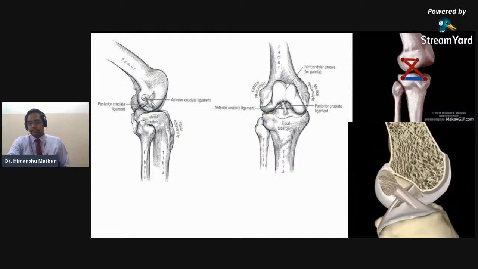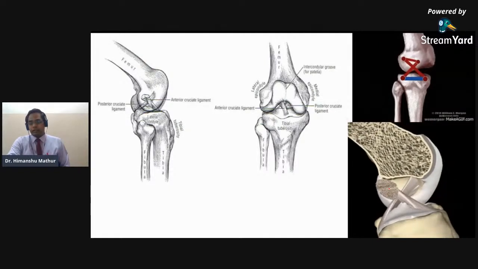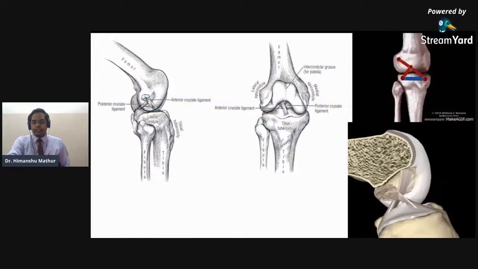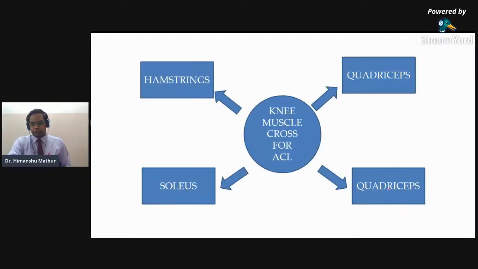All right, you can see here the action of the ACL, and along with that you can also see the action of the PCL. So they are easier ligaments to be understood. Now these are the muscles that correspond with the action of these ligaments. Suppose this is the cross for ACL and PCL. So we always say that ACL is one ligament which restricts the anterior translation of the tibia.